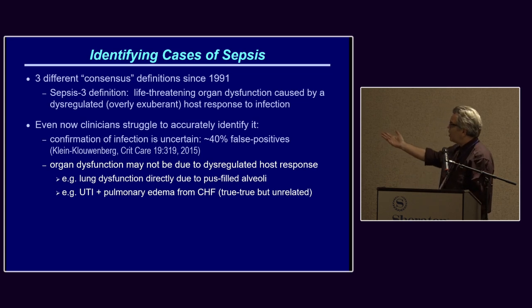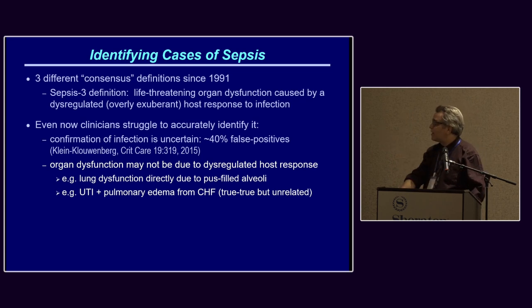In addition, you can have a urinary tract infection. Oh, yes, you have lung dysfunction because you have pulmonary edema from congestive heart failure. Well, that's true, you have infection. It's true that you have organ dysfunction, but they're not related to each other. Yet the most common method for identifying the presence of sepsis is that you have an infection and you have an organ failure. And saying that they're related to each other is much, much harder.